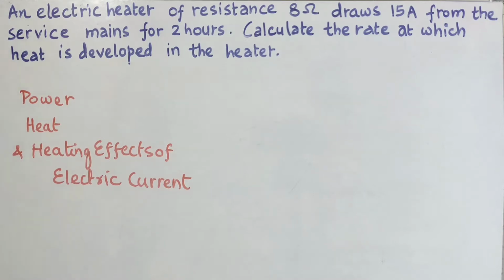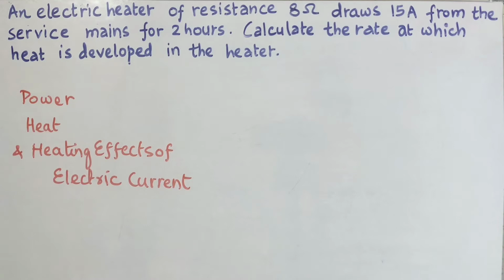In this video, we are going to apply those concepts using a problem. So let me read the problem first. An electric heater of resistance 8 ohms draws 15 ampere from the service mains for 2 hours. Calculate the rate at which the heat is developed in the heater.